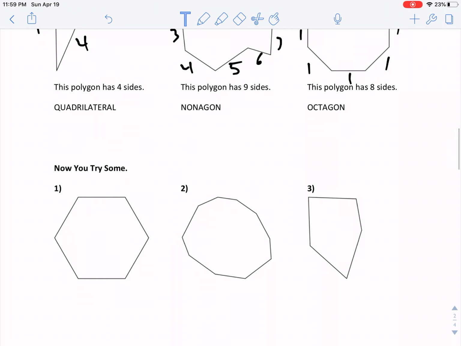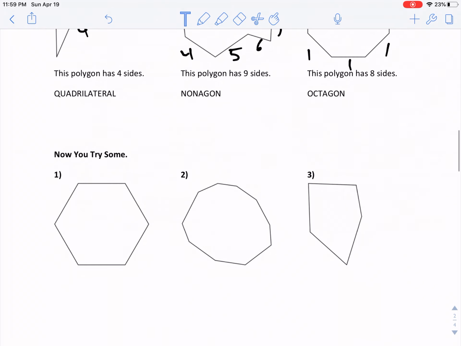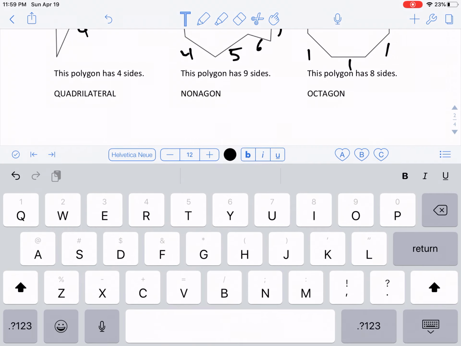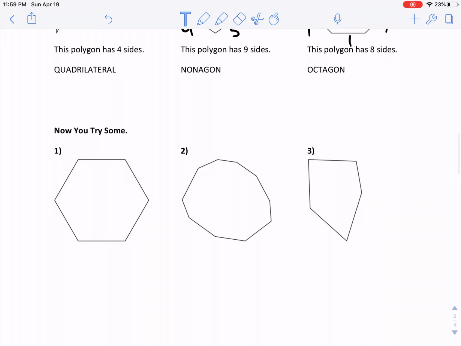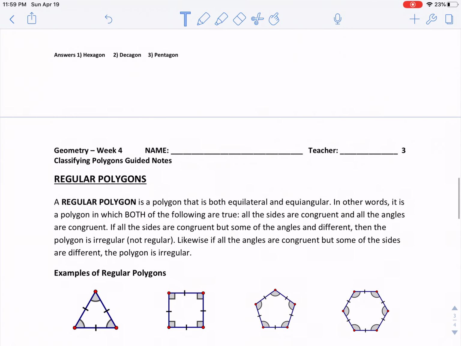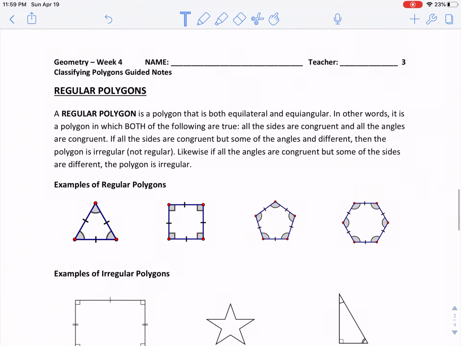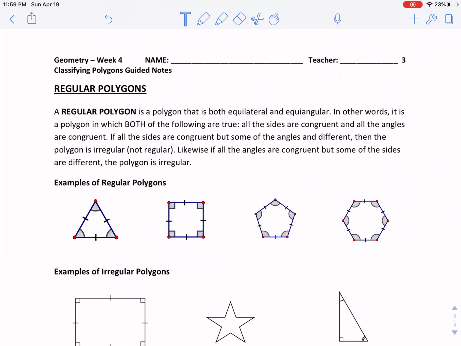There's 3 there for you to try. If you would like to, you can pause this right now and try those. As you've seen on all your other notes, the answers are down underneath. Continuing on now, hopefully you had a chance to try those.